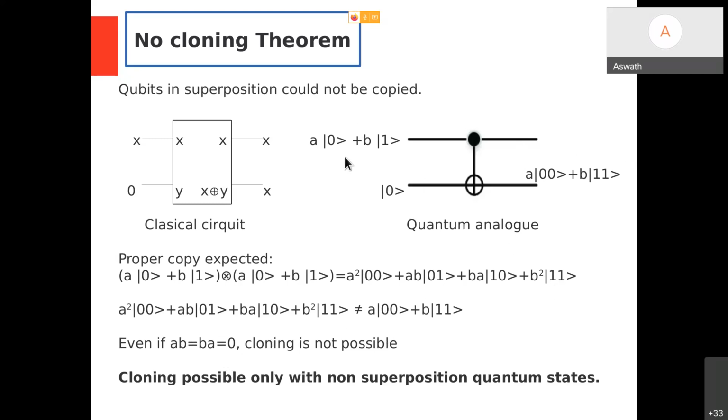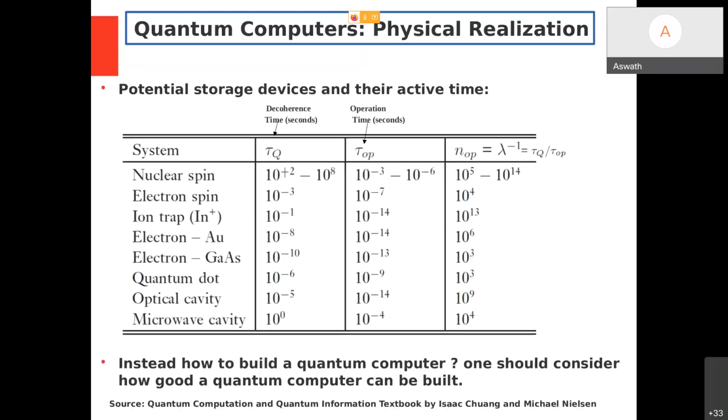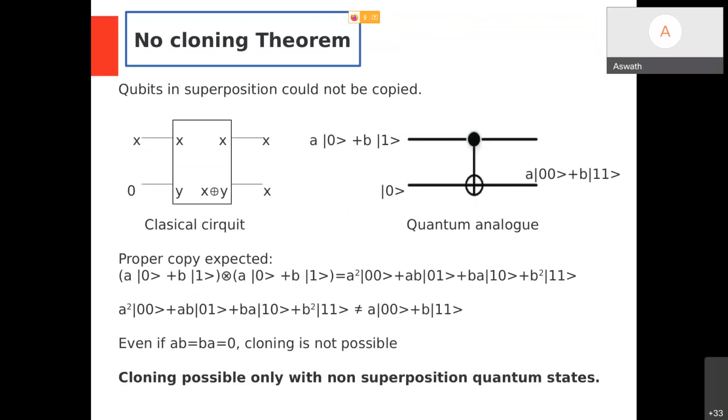Okay, if the input state which needs to be copied is a superposition state, it is not possible. Okay, if the input state is a single bit state, like a one ket or a zero ket, you can easily copy, right? So a quantum nature cannot be copied from one form to another form. Fine. So all these things are very important in understanding quantum computing.